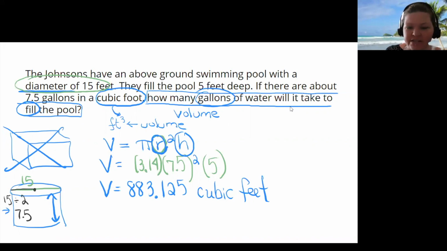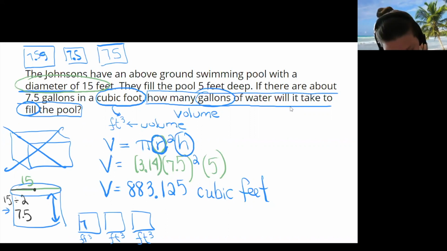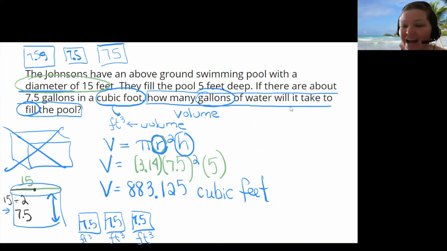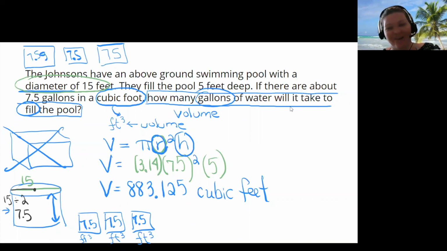It says that there are 7.5 gallons in a cubic foot. I have 883 cubic feet. So let's just imagine this is the first cubic foot, this is the second cubic foot, this is the third cubic foot, and so on and so forth. And then each one of these has 7.5 gallons in it. So there's the first 7.5 gallons and the second 7.5 gallons and the third one. In fact, we are going to have 7.5 gallons 883 times. Okay, so when you put it in like a sentence and you say times, that makes sense. Yeah, that's why I put it that way.